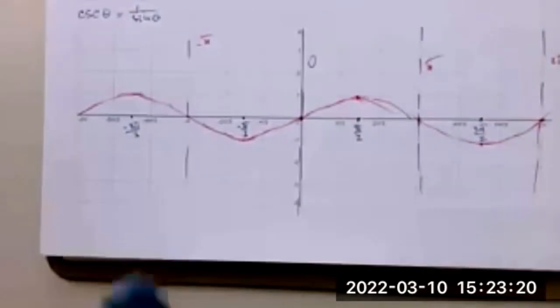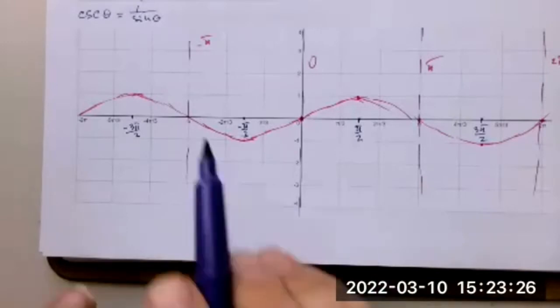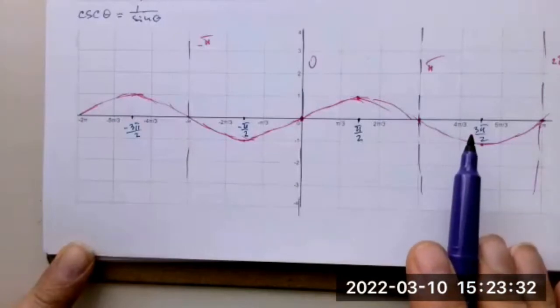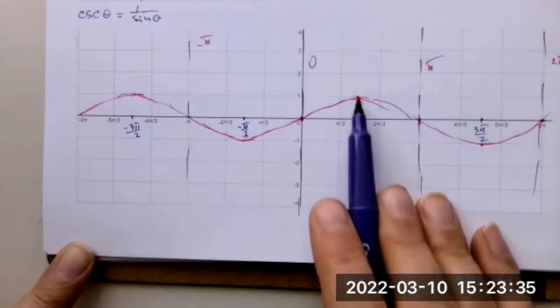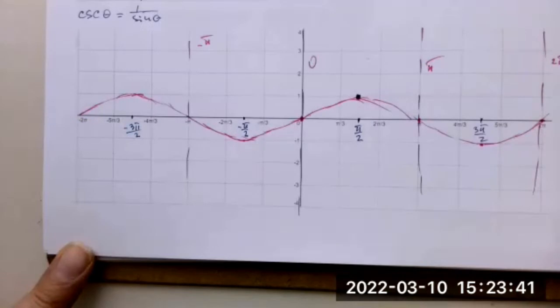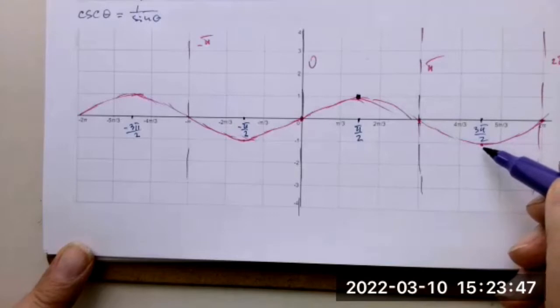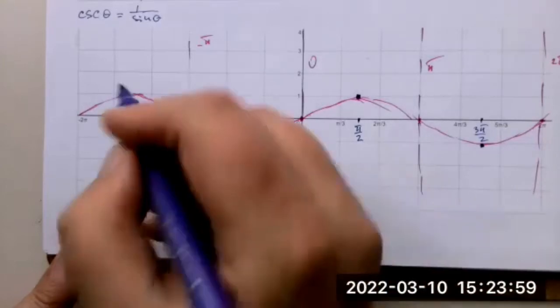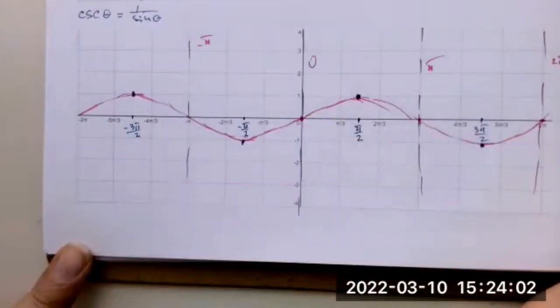Now, the sine is just a guide. The asymptotes are not part of the cosecant graph. The sine value at pi over 2 is 1. So what's the cosecant value? 1 over 1 is 1. So now this point is part of our cosecant graph. At 3 pi over 2, the sine value is negative 1, so the cosecant value is 1 over negative 1, which is negative 1. And the same goes for these other minimums and maximums as well.